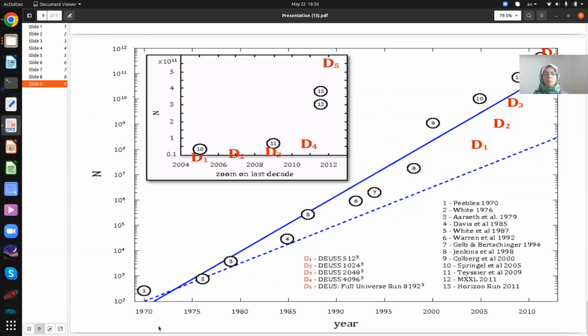By the way, they input data from 1970 until 2012, and in 2012 they made a simulation of the universe. And you see the groups that collaborated in the simulations.